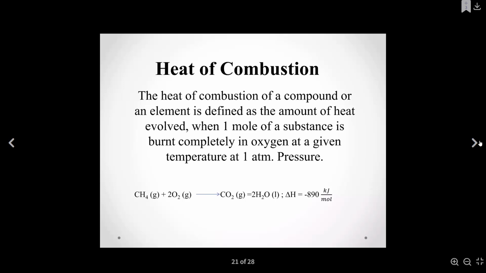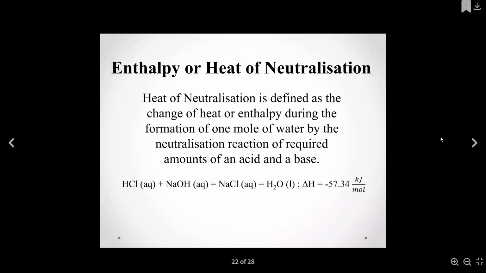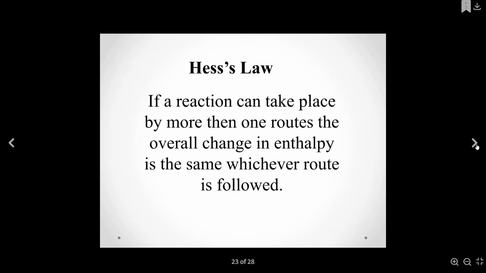Then the next one is the enthalpy or heat of neutralization. The heat of neutralization is defined as the quantity of heat or enthalpy during the formation of 1 mole of water by the neutralization reaction of a required amount of an acid and base. So you see, this is a reaction between acid and base to produce water and a salt. The heat that is released in these reactions is what we call the heat of neutralization, and delta H is negative. So this one is also an exothermic reaction.